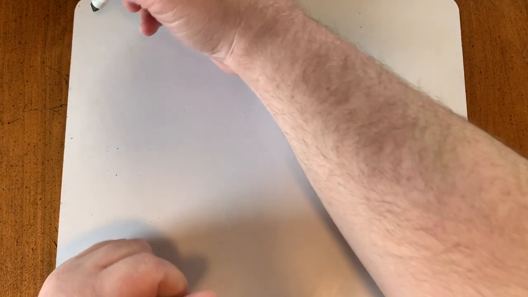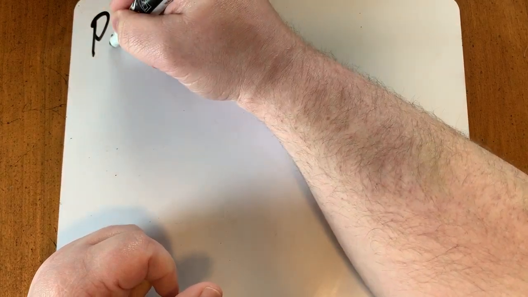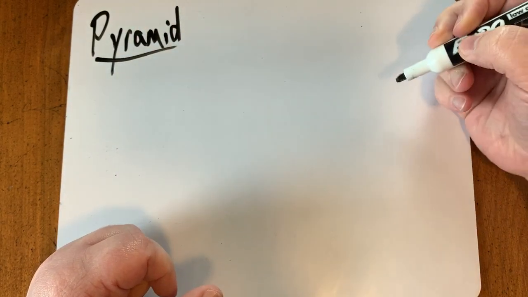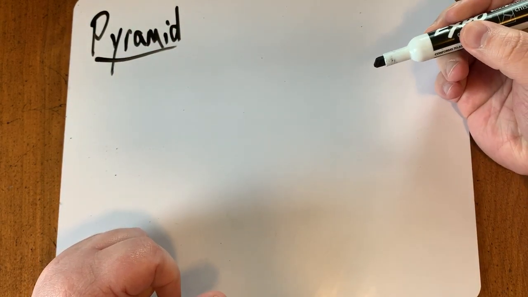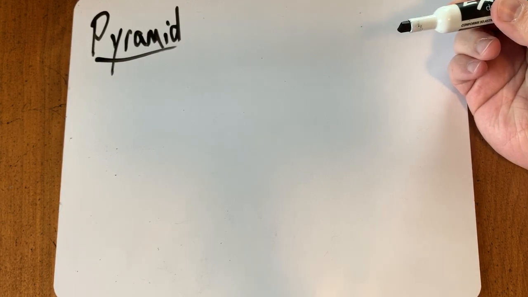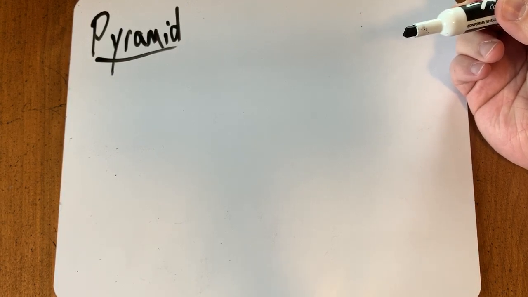Hey guys, last week we talked about prisms and cylinders. This week we're going to be working with more polyhedrons, specifically pyramids. So the polyhedron pyramid, what a pyramid is, it consists of a polygon base and lateral faces that intersect to form a point that's called the apex or vertex of the pyramid.